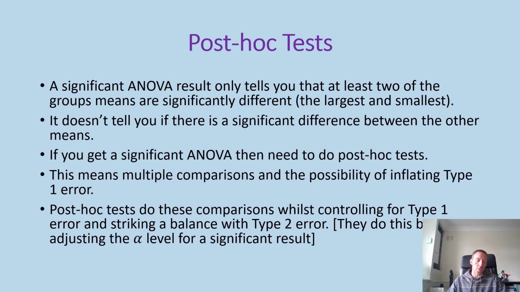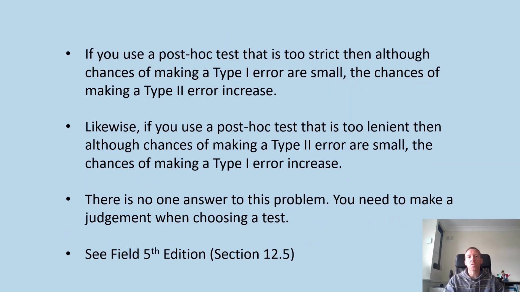There are lots of different post hoc tests. There are about 18 you can choose from when you use SPSS to analyze results. They vary in how strictly they control for a type 1 error at the expense of maybe a type 2 error, or vice versa. If you use a post hoc test that is too strict, then although the chances of making a type 1 error are small, the chances of making a type 2 error increase. Likewise, if you use a post hoc test that's too lenient, then although the chances of making a type 2 error are small, the chances of making a type 1 error increase. There's no one answer to this, and you as the researcher need to use your judgment when choosing a test.